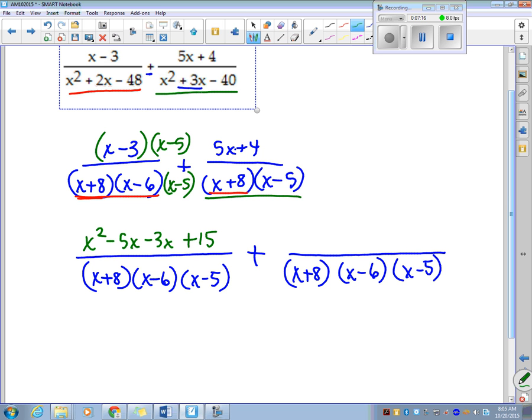All right, what did I multiply the last one by? There's the x plus 8, there's the x minus 5, so wasn't it the x minus 6? So I have to multiply this one by x minus 6 over x minus 6. Okay? Wait, why do you use that one? I used that one because it was the one that was missing, right? So, 5x plus 4 times x minus 6 is 5x squared minus 30x plus 4x minus 24. All right, let's take a moment and digest that.